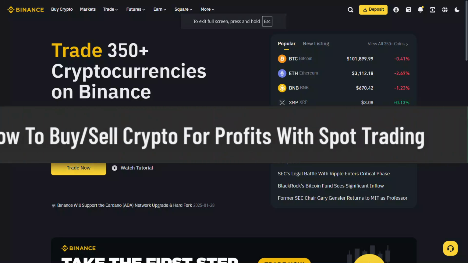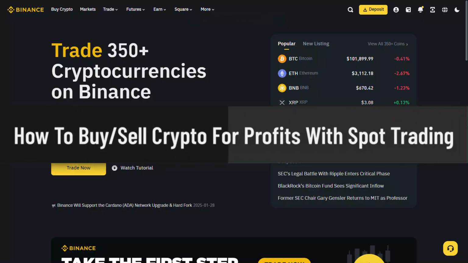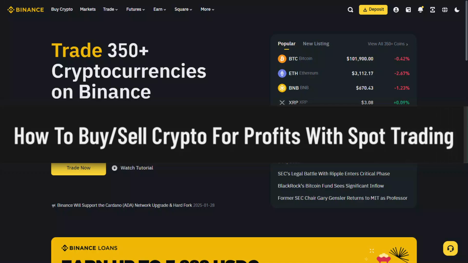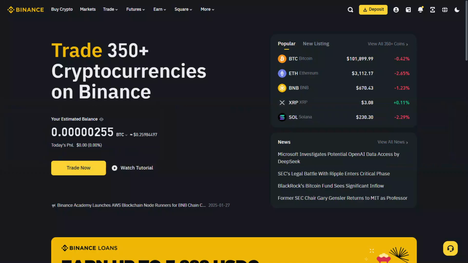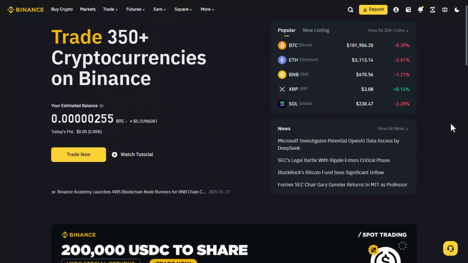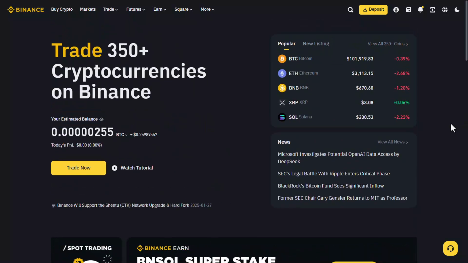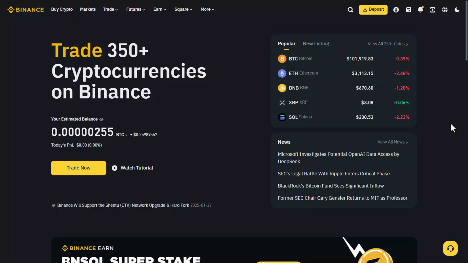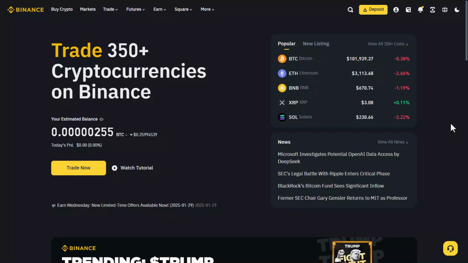How to buy or sell crypto for profits with spot trading. Now, for this, first of all, we have to understand what spot trading is. Spot trading is the most common way to buy and sell cryptocurrencies, and it involves buying crypto at the current market price, which is the spot price, and selling it later when the price rises.